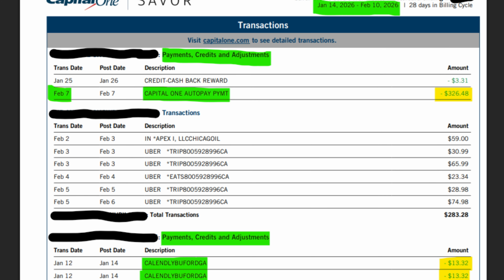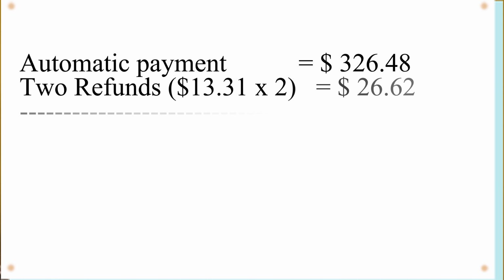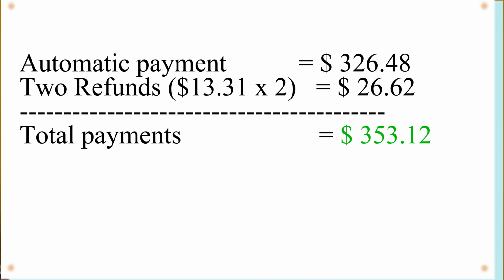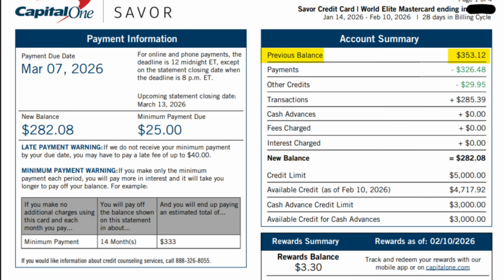And the automatic payment of $326.48 was made on February 7th during this billing cycle, and two transactions of $13.31 each were refunded, which came from my merchant. So if you sum all of them up, this comes to a total payment of $353.12, which is exactly my full statement balance from the previous billing cycle that is listed at the top here.